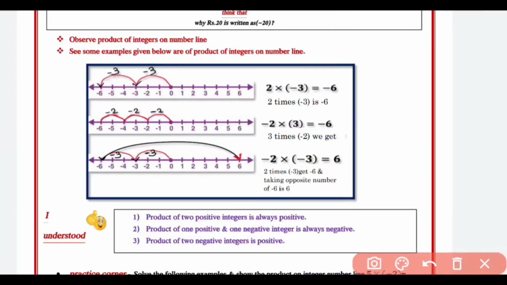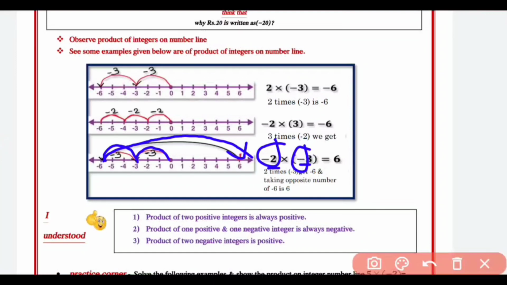Now let us see the third example. In the third example, both the numbers are negative numbers. So minus 2 and minus 3 are there. That means 2 times we have to take the jumps of minus 3. So 0 to minus 3 is 1 jump. Minus 3 to minus 6 is the second jump. Now this jump is reversed and it is taken till plus 6. Why plus 6? Because both these numbers have minus sign, and we all know minus minus is plus.